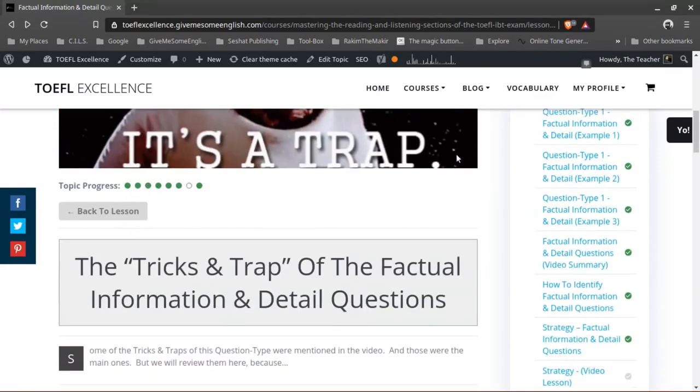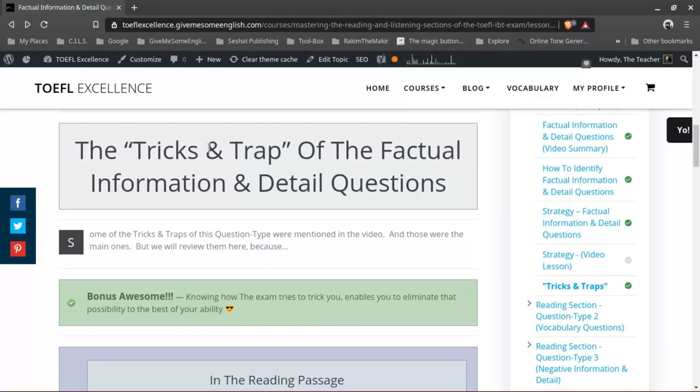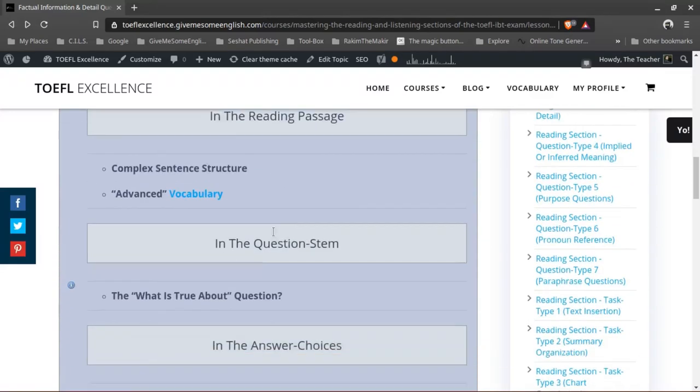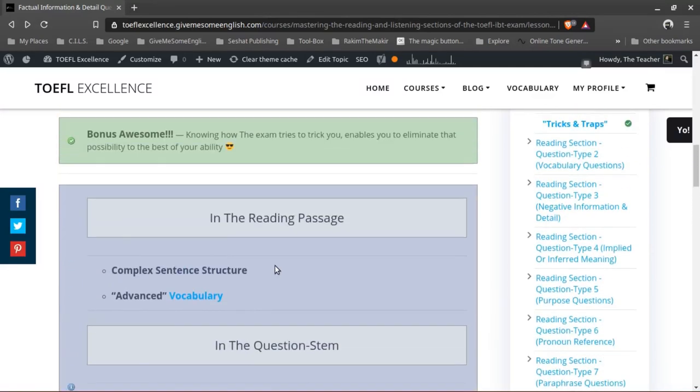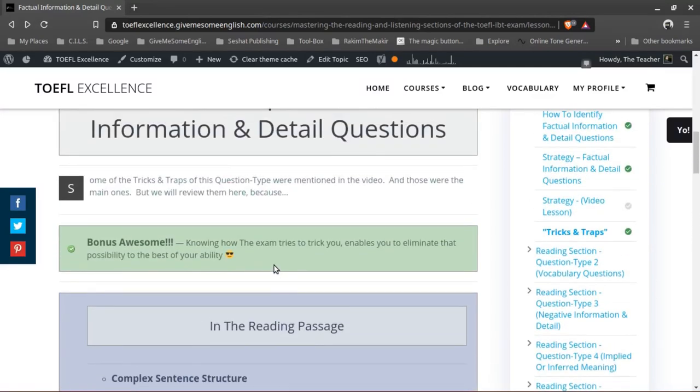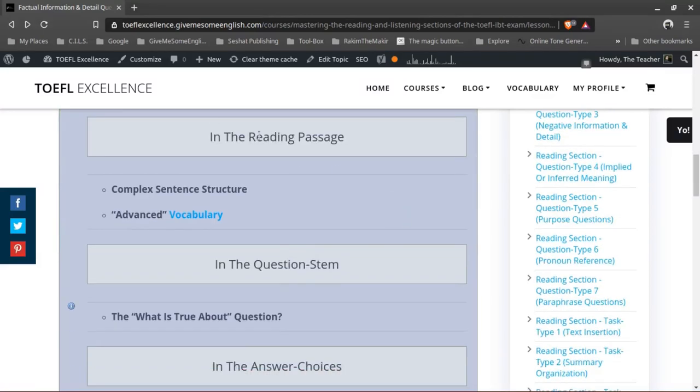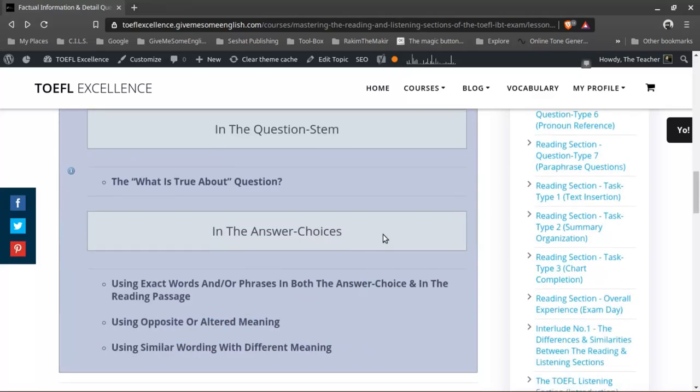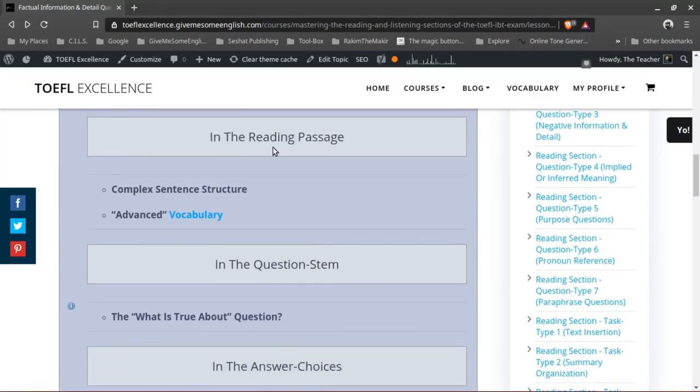So, first of all, the tricks and the traps of the factual information and detail questions. I'm not going to read the entire page for you. There's really not much to read. It's pretty straightforward. But if you're watching this video, you should have already read it yourself. Now, we have it laid out in the reading passage, in the question stem, and the answer choices. So, the first part, in the reading passage, complex sentence structure.